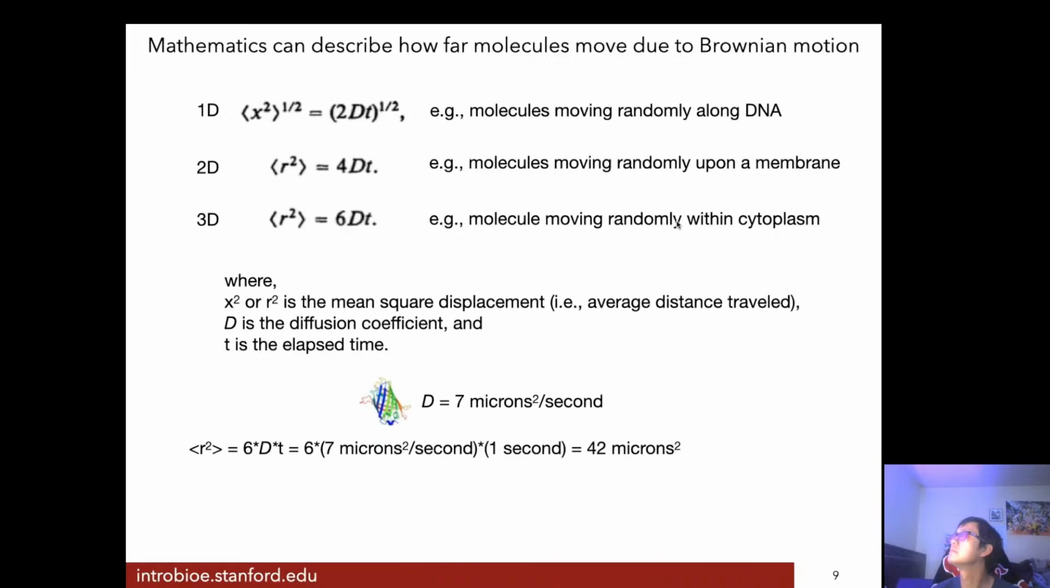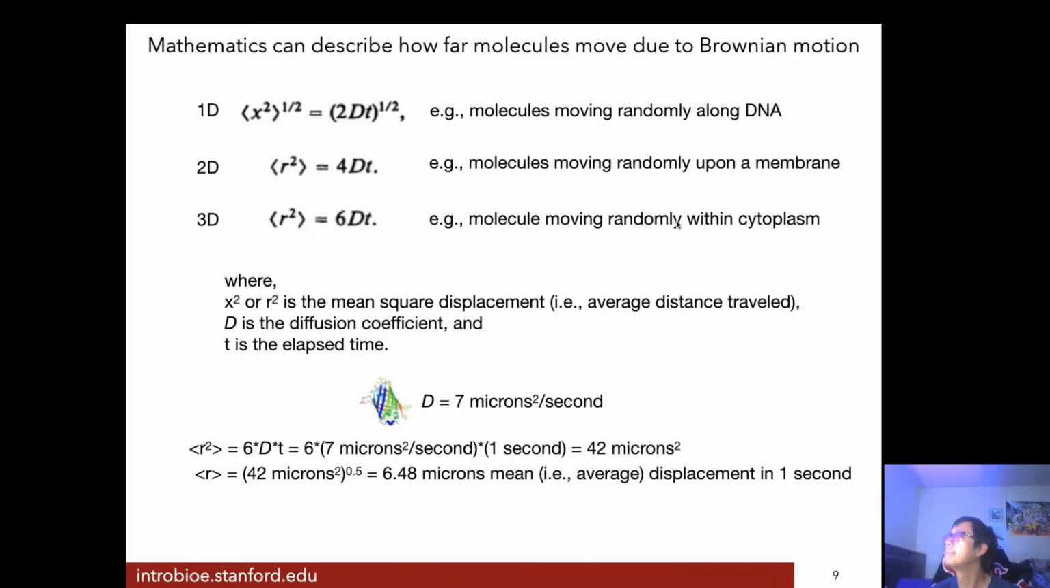We want to turn this into just microns, or millionths of a meter. So we need to take the square root of 42, which is about 6.5 microns. A protein of the size of green fluorescent protein, a relatively typical protein in cytoplasm, everything else being equal for bacteria at room temperature, maybe body temperature, in a second it'll go about 6.5 microns.